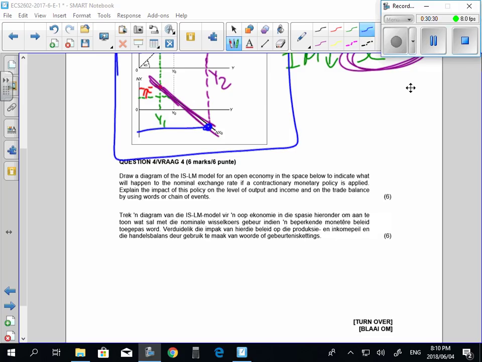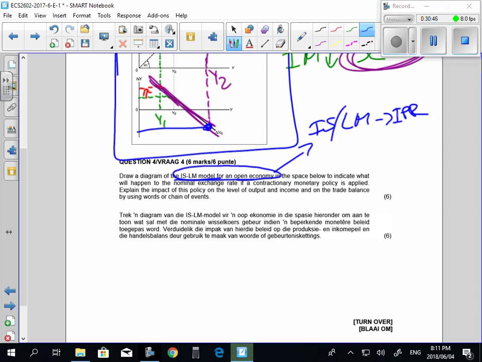Okay, so for question 4, draw an ISLM model for an open economy. As soon as you see ISLM for an open economy, you know you've got your two graphs. You've got your ISLM and you've got your interest parity relation that you need to draw. Indicate what will happen to the nominal exchange rate if a contractionary monetary policy is applied. Explain the impact of this policy on the level of output and income and on the trade balance by using words of a chain of events.